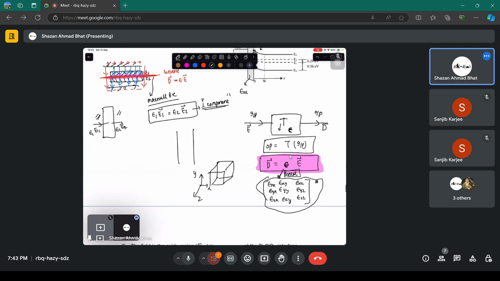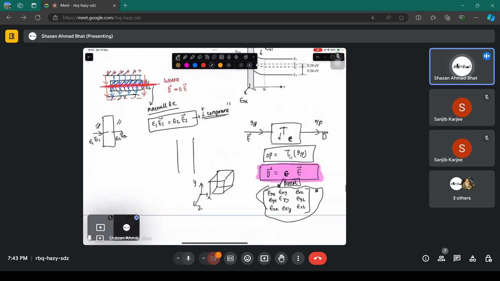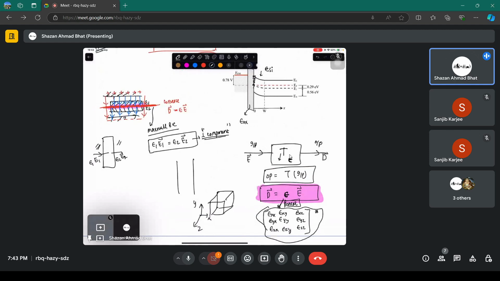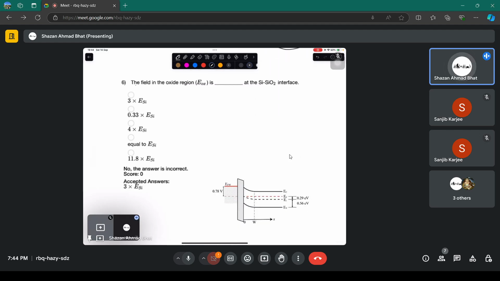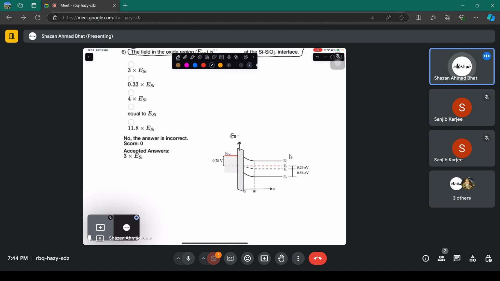That is why the normal component of the electric field is going to be continuous at the interface. That means epsilon ox times the electric field in oxide is equal to epsilon silicon times the electric field in silicon. This is the boundary condition used, which is what this question is about: the field in the oxide at the silicon dioxide interface. Electric field inside is E ox, which we saw is constant, but we don't care about the values right now.